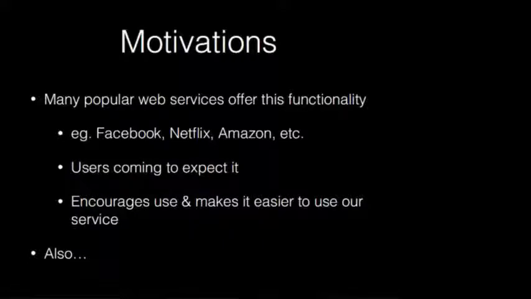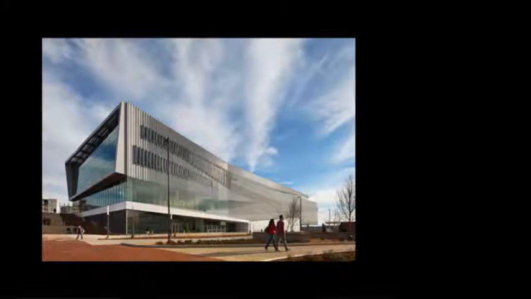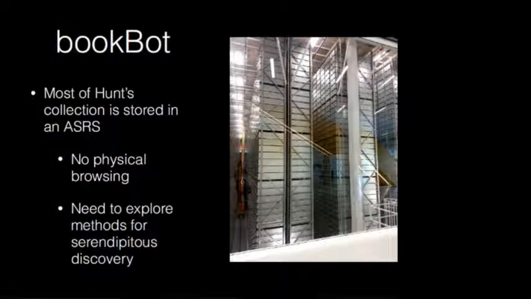And also, we opened Hunt Library last year. Oh well, blurry Hunt Library picture. So one of the features of the Hunt Library is the book bot. Most of Hunt's collection is stored in this automated storage and retrieval system. This takes away the ability to physically browse the collection, which some people didn't like very much. So we decided we needed to explore other methods for serendipitous discovery.